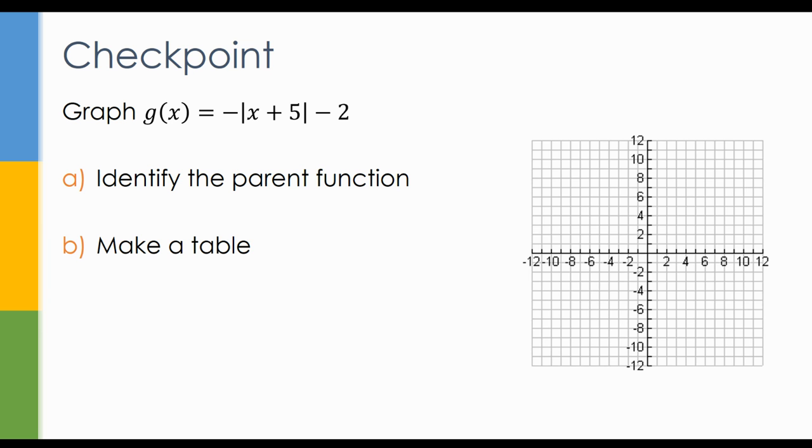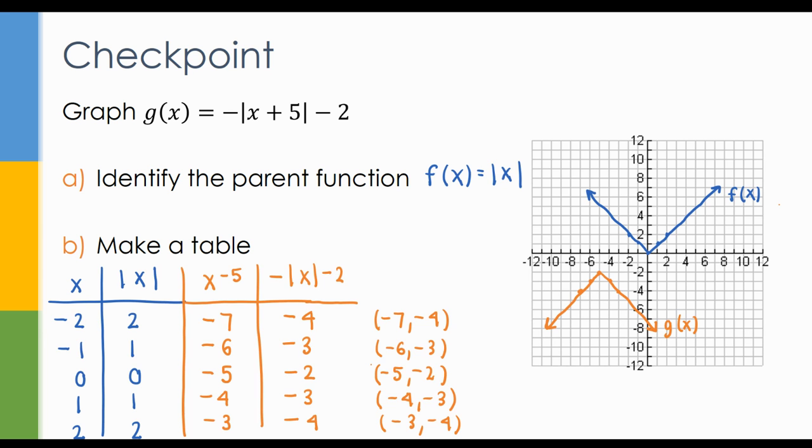So go ahead, pause the video, try to see if you can identify the parent function and then graph the g of x function on the same graph as well. Okay, so hopefully you should have come up with the fact that the parent function was the absolute value of x. And then we are dealing with 3 transformations. We've got a reflection, and we've got a horizontal and a vertical shift. So here were the ordered pairs that you should have gotten for the g of x.